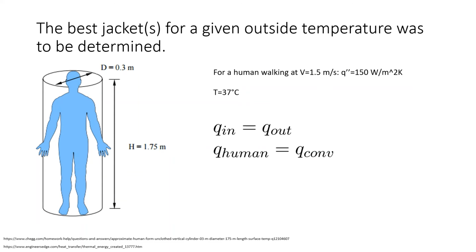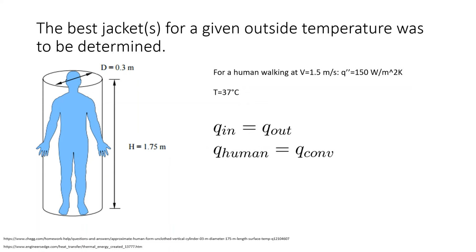Now, we wanted to find the best set of jackets to wear for a given surrounding temperature. We had to make some simplifying assumptions to be able to do so. We modeled the human body as a cylinder of diameter 30 centimeters. We found that the average heat flux from a person who is walking at 1.5 meters per second is 150 watts per meter square Kelvin.